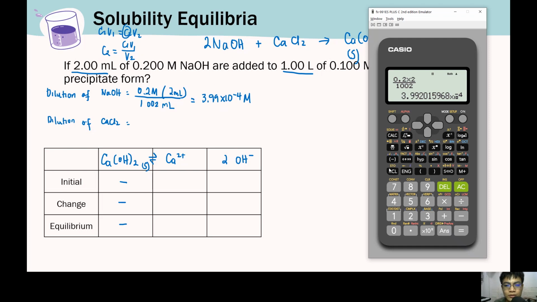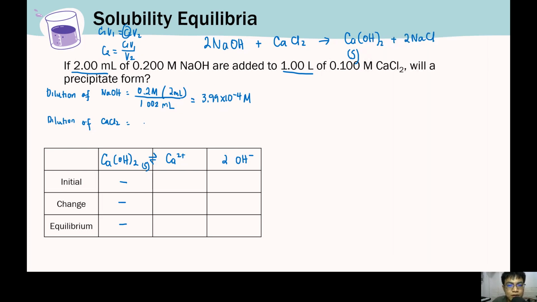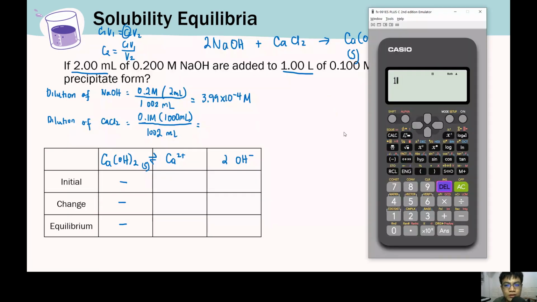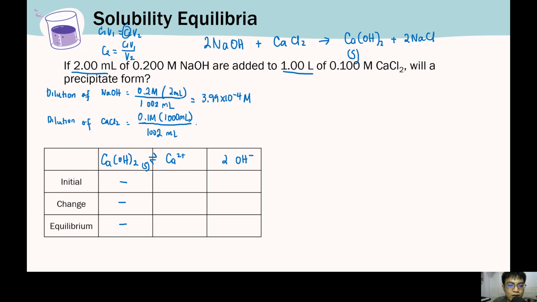So for calcium chloride, you have 1 liter. So the initial concentration is 0.1 molar times 1 liter, 1,000 ml, divided by the sum of the volume, which is 1,002 ml. So let's check the diluted molarity. So that will be 0.1 times 1,000 divided by 1,002 ml. So the new molarity is 0.99. Okay, basically, we can just round it up na lang. Okay? So it is still 0.1 molar. Okay?